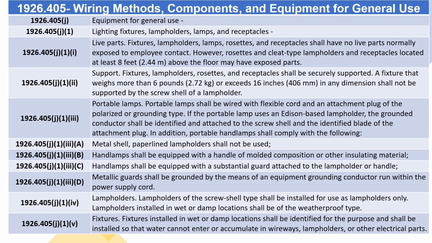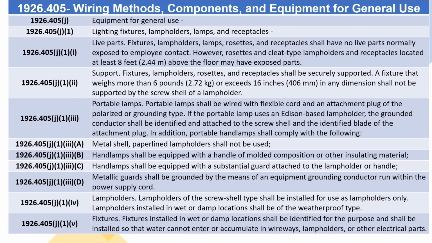1926.405(j), equipment for general use. 1926.405(j)(1), lighting fixtures, lamp holders, lamps, and receptacles. 1926.405(j)(1)(i), live parts. Fixtures, lamp holders, lamps, rosettes, and receptacles shall have no live parts normally exposed to employee contact. However, rosettes and cleat-type lamp holders and receptacles located at least 8 feet, 2.44 meters above the floor may have exposed parts.